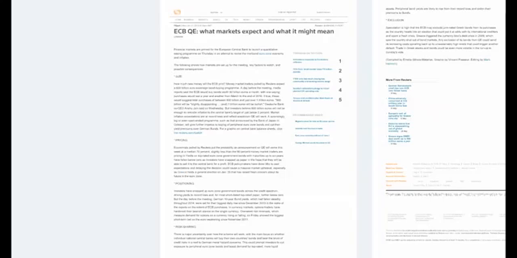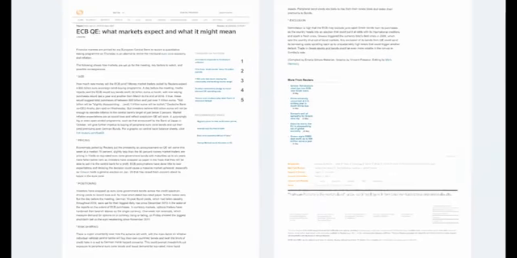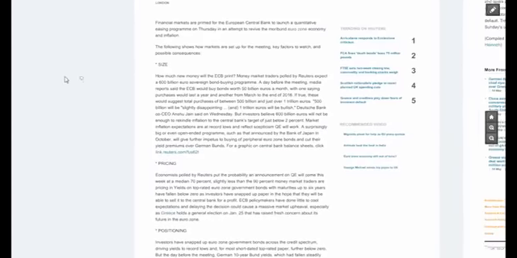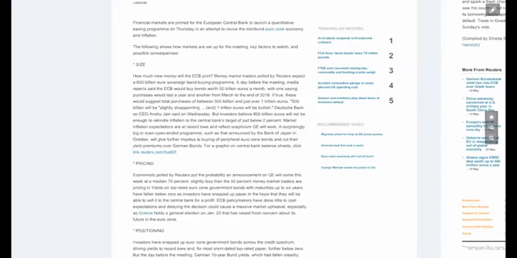Here's another article that we had from Reuters: ECB QE, what markets expect and what it might mean. So financial markets are primed for the ECB to launch a quantitative easing program on Thursday in an attempt to revive the moribund Eurozone economy and inflation. So what are the considerations? What are the possible consequences? You can see the key factors to watch.